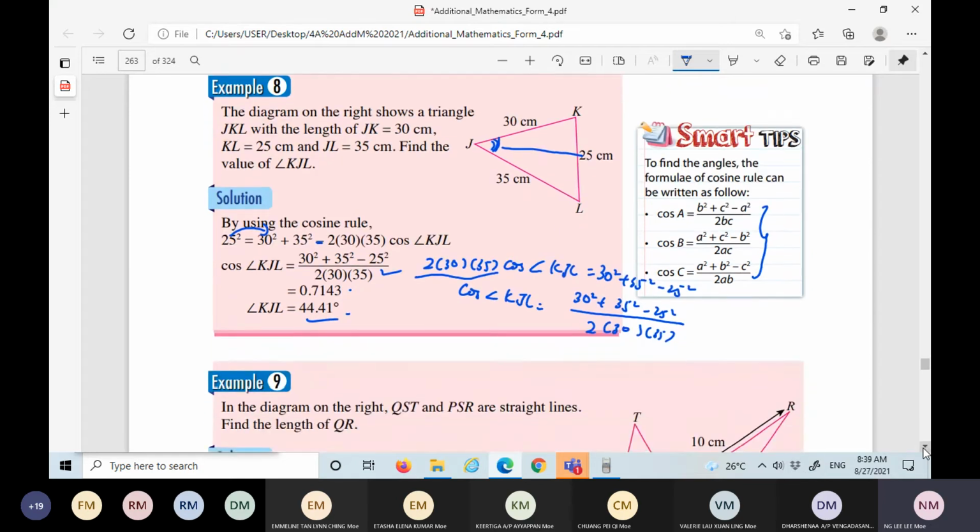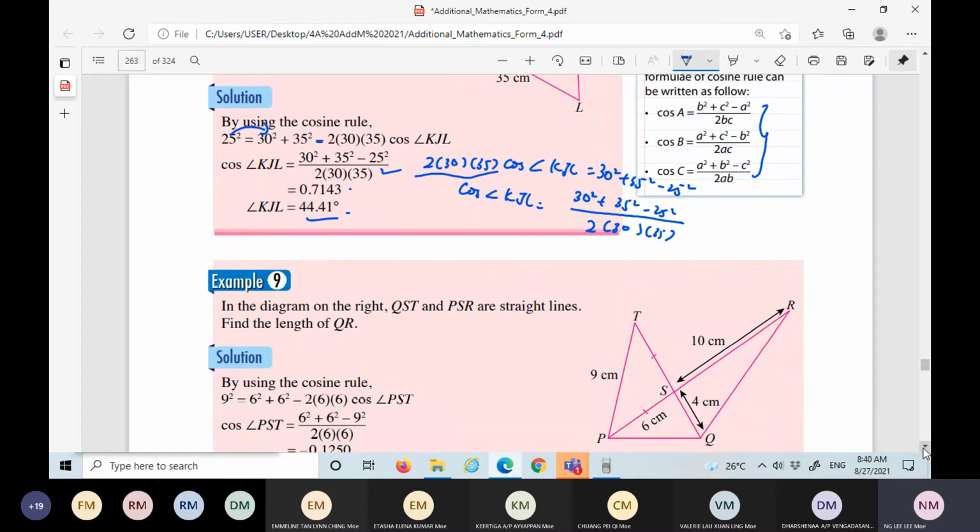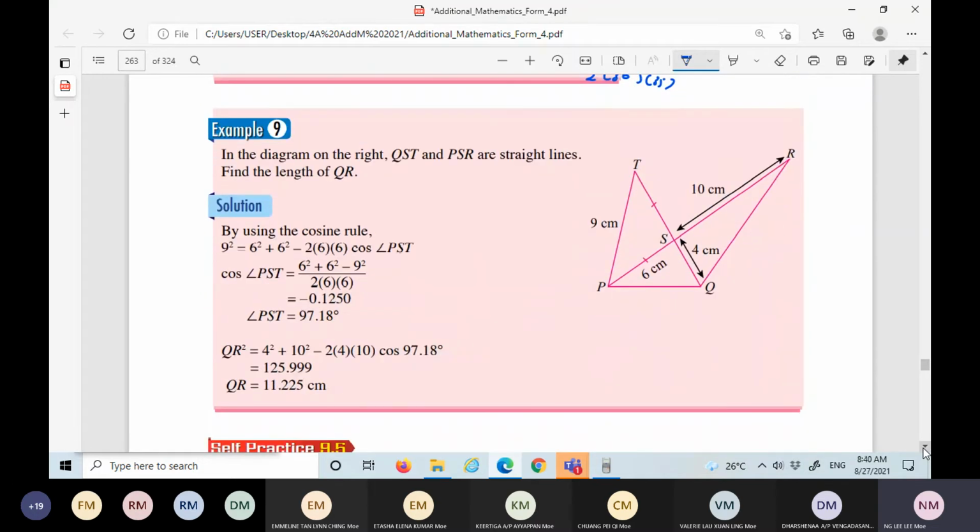So this is example 8. Now we go to example 9. Look at this diagram. QST is a straight line, PSR is a straight line. Find the length of QR, this length. They're asking for this length, QR.